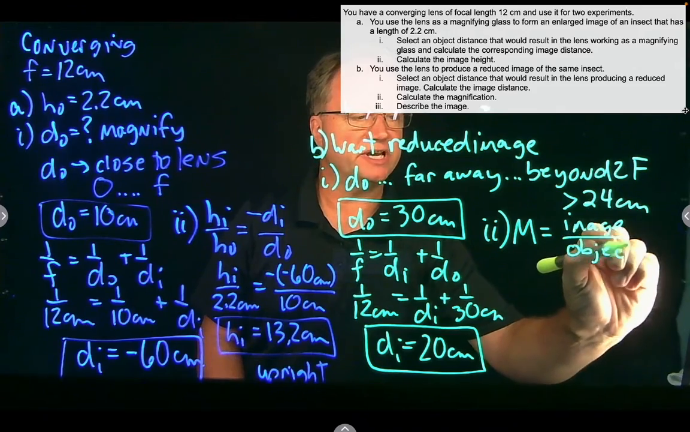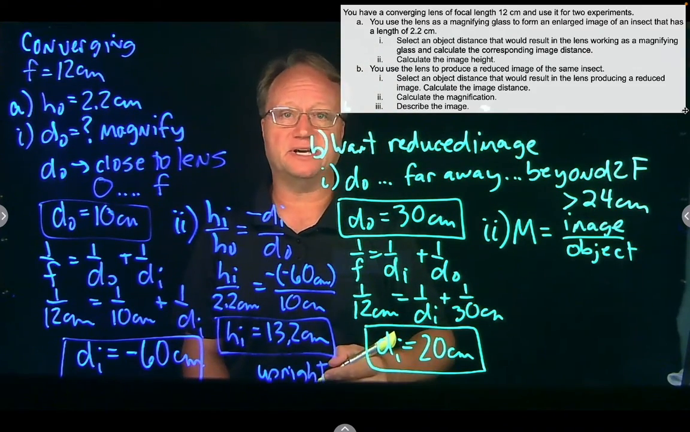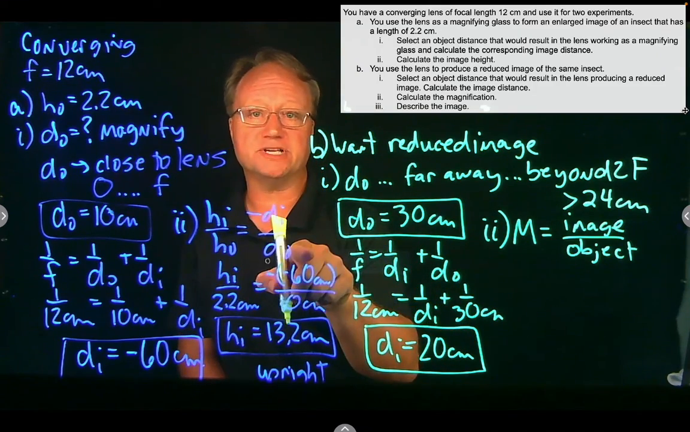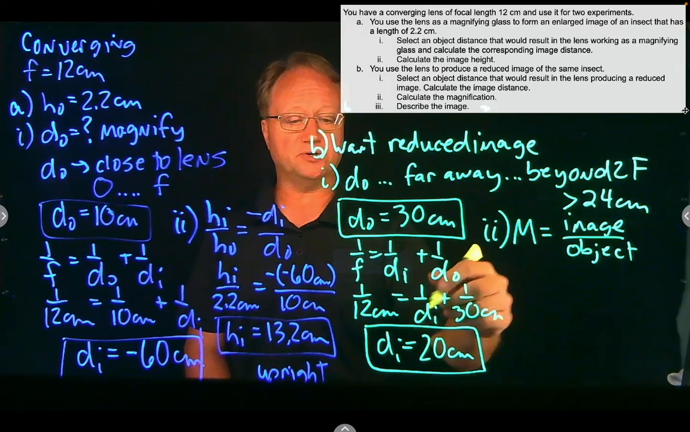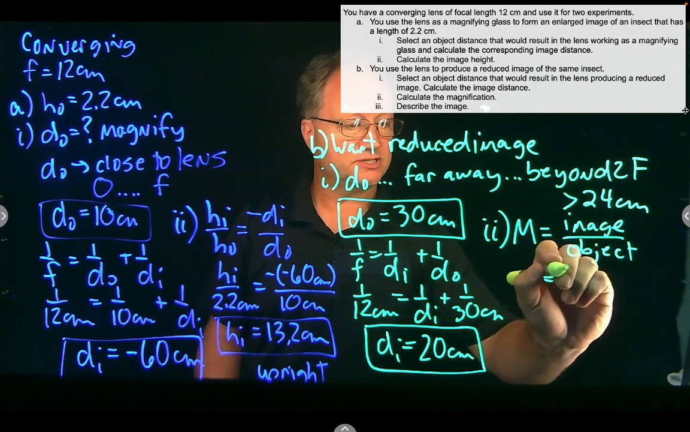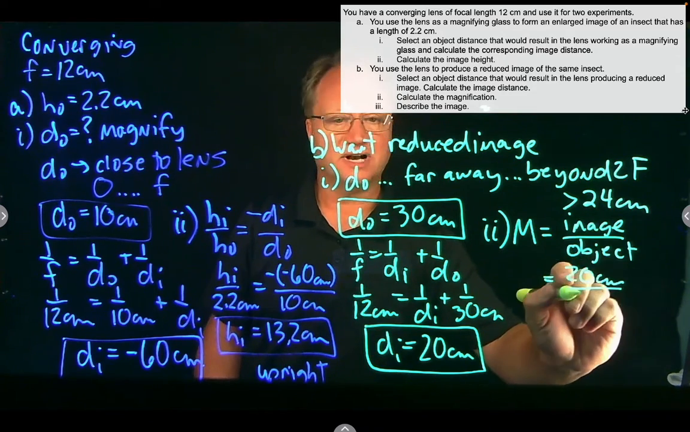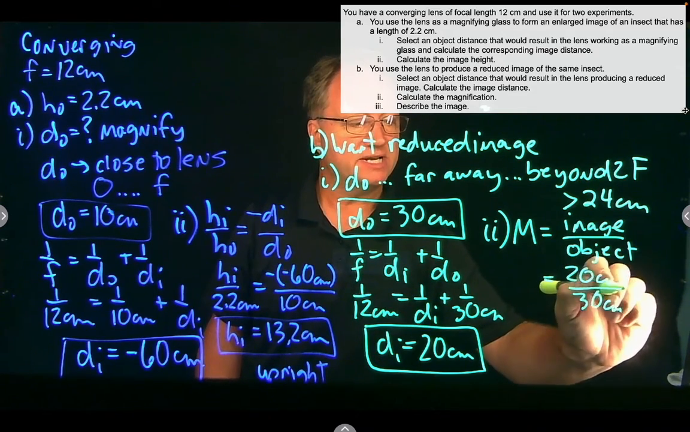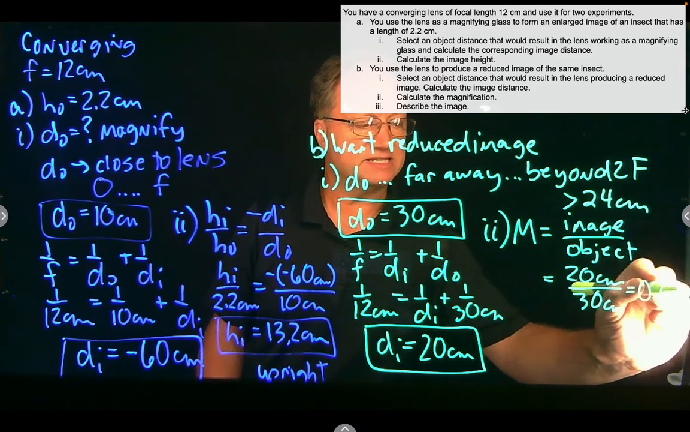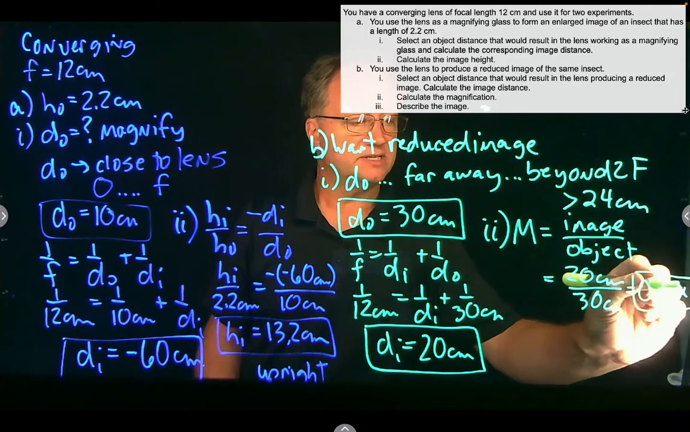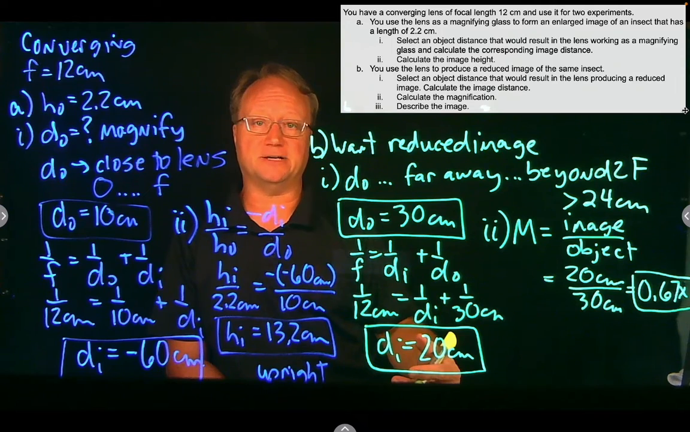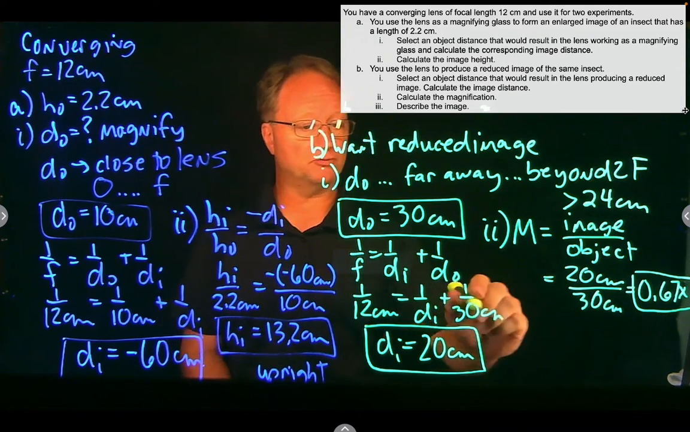Now, that means we can divide the image height by the object height, or the image distance by the object distance, because those are equal to each other. Given that we know the distances, I'm going to divide those. Image distance, 20 centimeters. Object distance, 30 centimeters. That's going to give us a magnification of 0.67 times. Okay, that means that the image is a fraction of the height of the object, so that means that the image would be reduced.